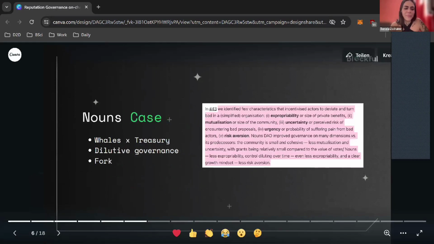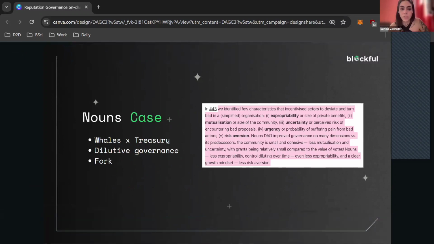Some years ago, I read an article in a very nice newsletter called Dirty Roads. I don't know if you guys know Luca Prosperi. He's a very smart guy. And he wrote about the dilutive governance of Nouns DAO. So two years before the Nouns DAO fork, he wrote about it. He said Nouns is going to fork.